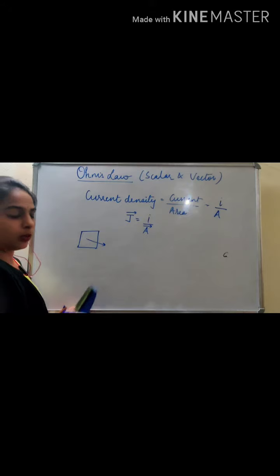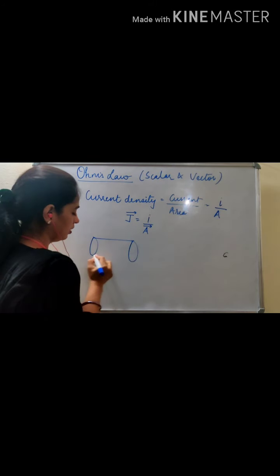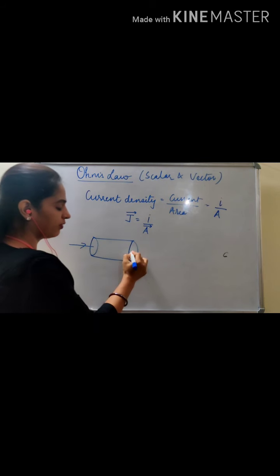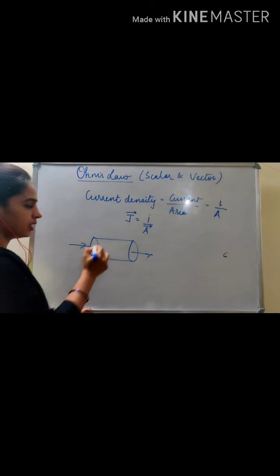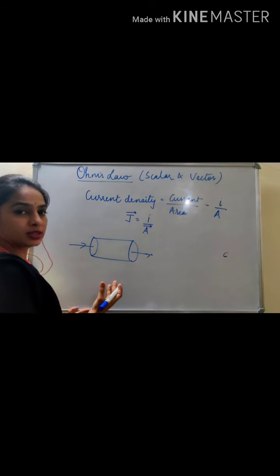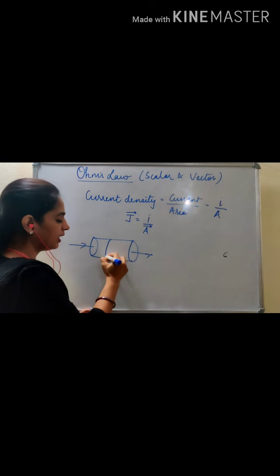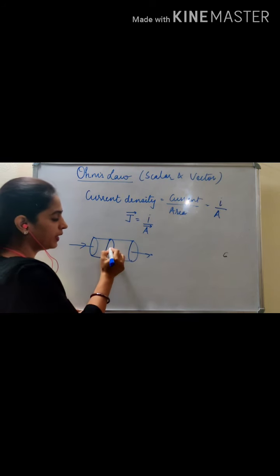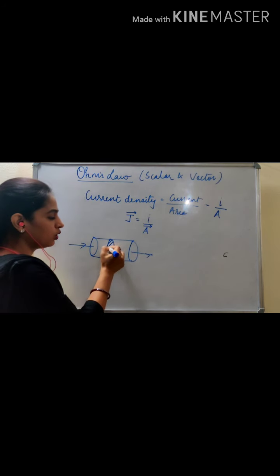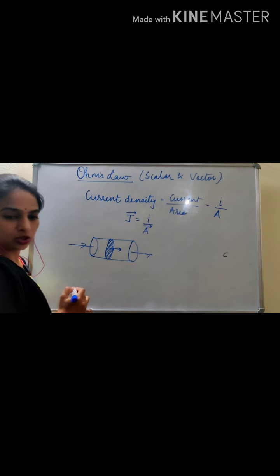Why do we need area vector in Ohm's law? See, if we consider a conductor in which current is flowing in this direction, here everywhere you get current. Then how do we get current density? You consider any area which is perpendicular to the direction of current. Current is flowing in this direction, so you can consider any area which is perpendicular to the direction of current.